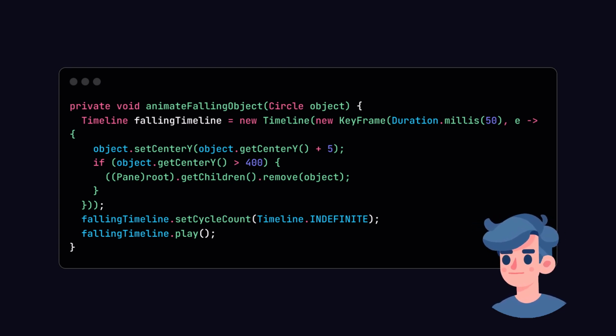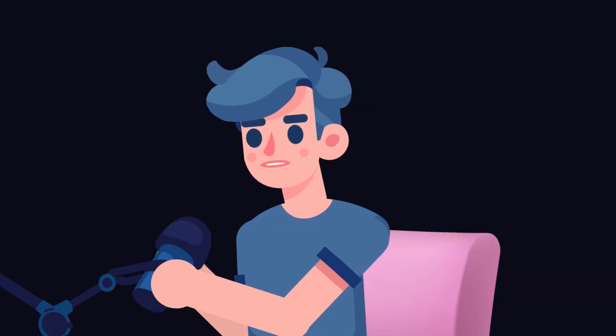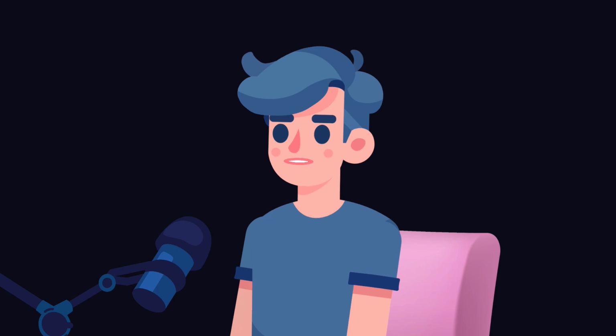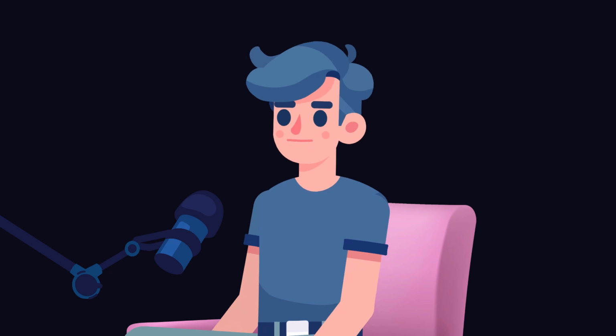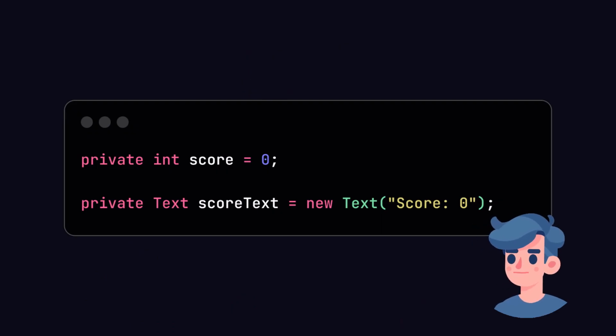Next, we need to define the animateFallingObject method that will handle the falling motion. In this method, we update the Y position of the object to create a falling effect. If it reaches the bottom of the window, we remove it from the pane. So far, we have the player, falling objects, and animations set up.